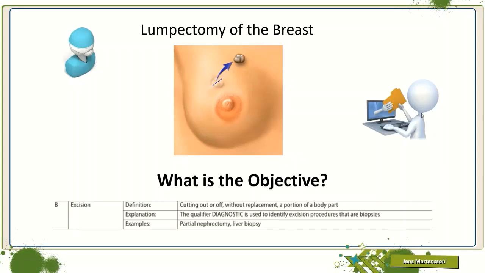Let me see what else we said here. Okay, sorry about that. All right, so are you all with me? Someone says they're removing the skin, yet you have to remove the skin to get to that tissue. And someone said, yeah, you have to remove the margins of the skin. Absolutely. So you're cutting out or off without replacement a portion of that body part. All right, so good. Let it marinate and let's move on.